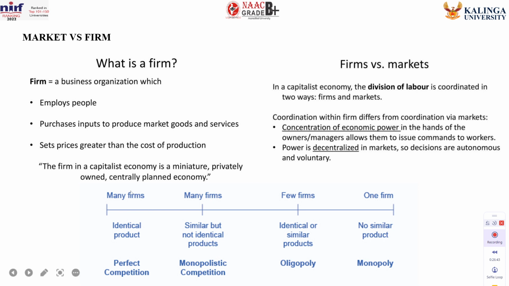So these are the various types of firms and various types of markets. If there are many firms selling identical products, that is perfect competition. Many firms with similar but not identical products, that is monopolistic competition. Few firms and identical or similar products, then it is oligopoly. And one firm and no similar product, that is monopoly, right? So these are the four major types of the market.